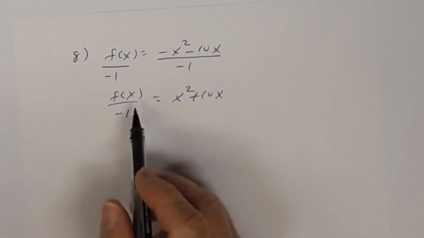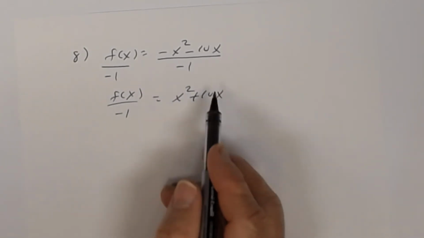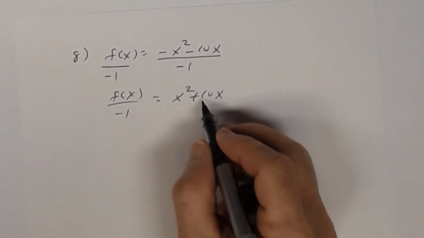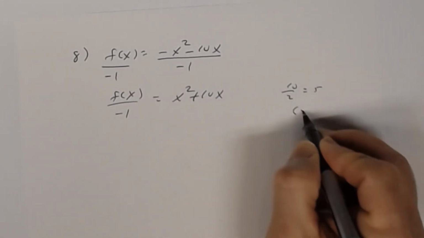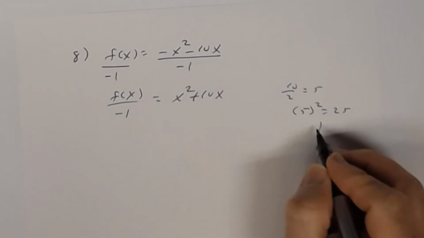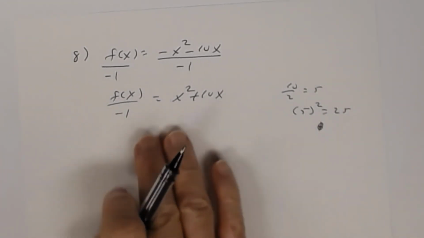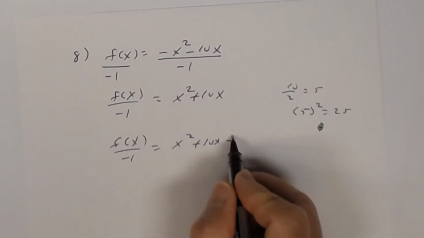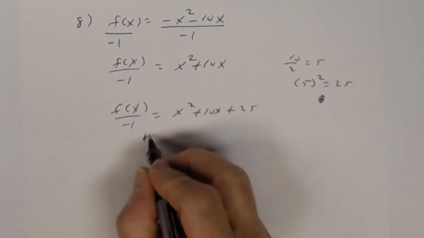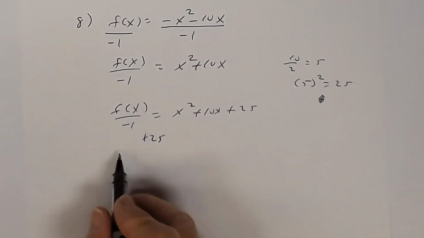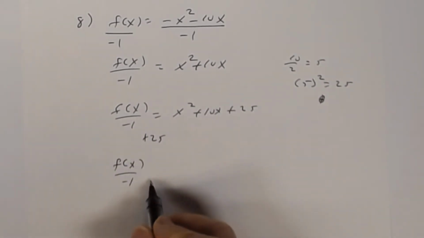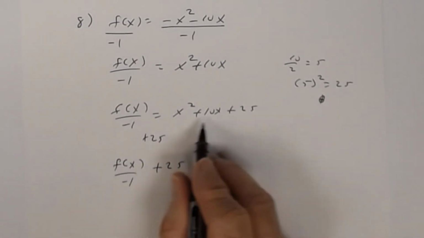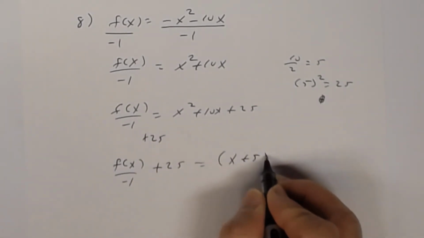And now we're going to complete the square on the x terms, because this is now a coefficient of 1. So half of 10 is 5, right? So 10 divided by 2 is 5. Then you're going to square that, and you get 25. So you're going to add 25 to both sides. Let me rewrite this over. So f of x divided by -1 equals x squared plus 10x. Now we're going to add 25 to both sides. So what I get here is f of x divided by -1 plus 25 equals, and this is now a perfect square trinomial. So it'll be x plus 5 squared when you factor.